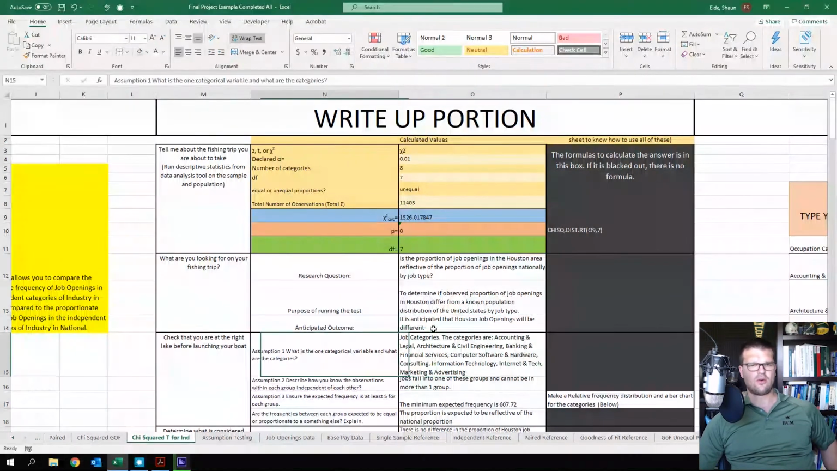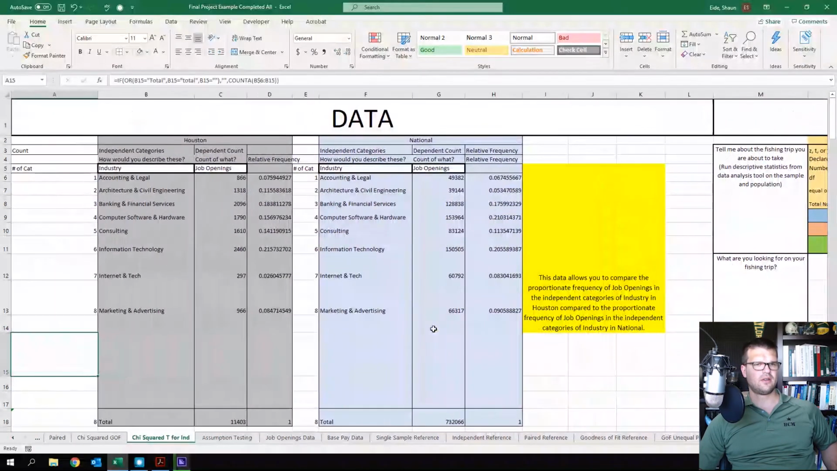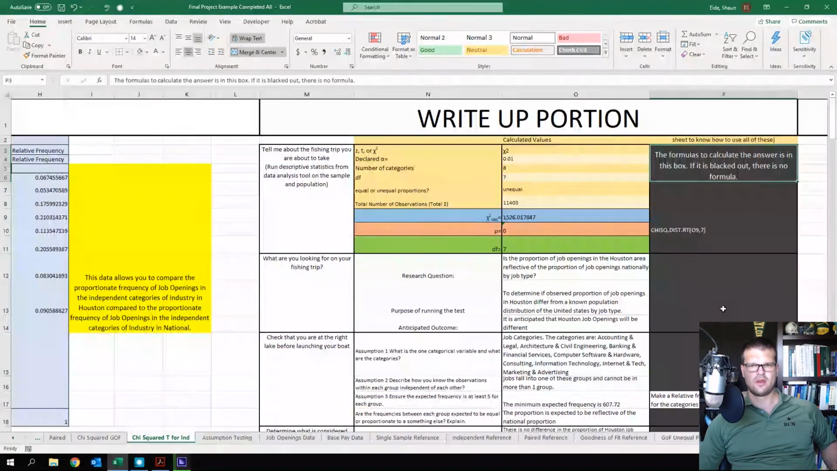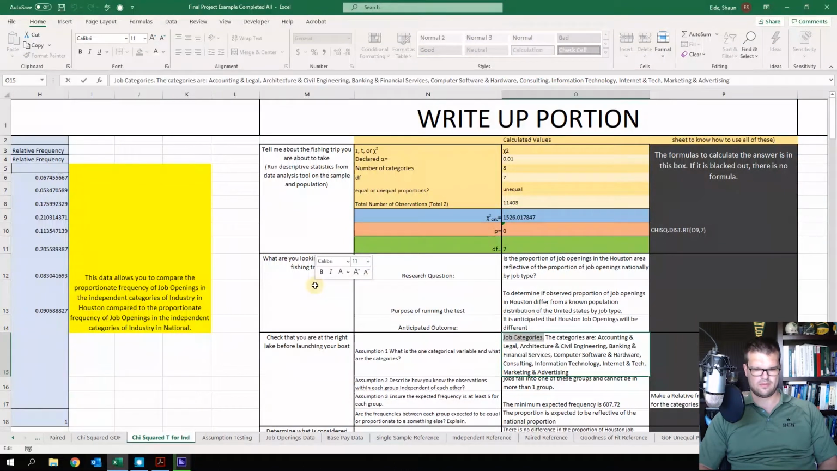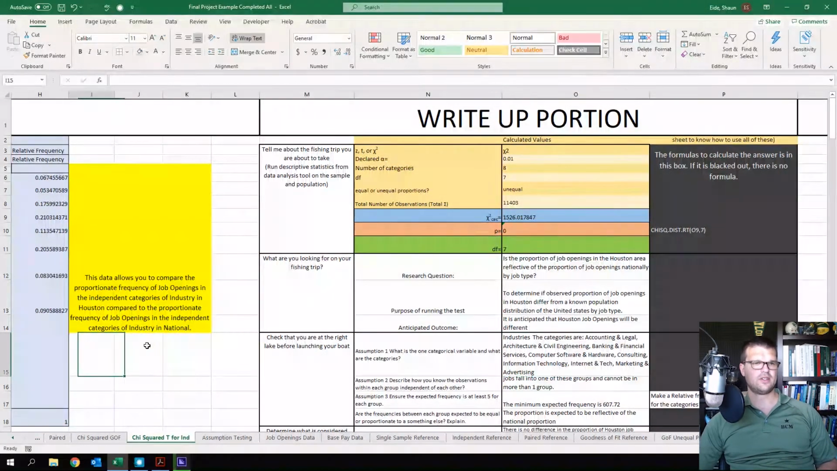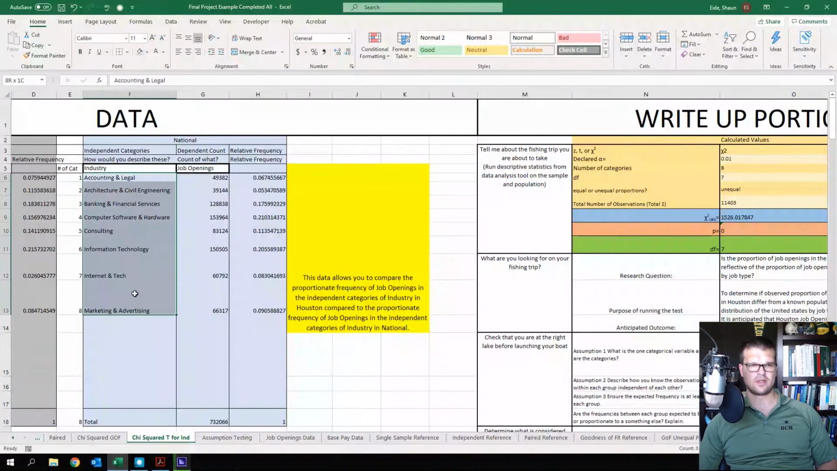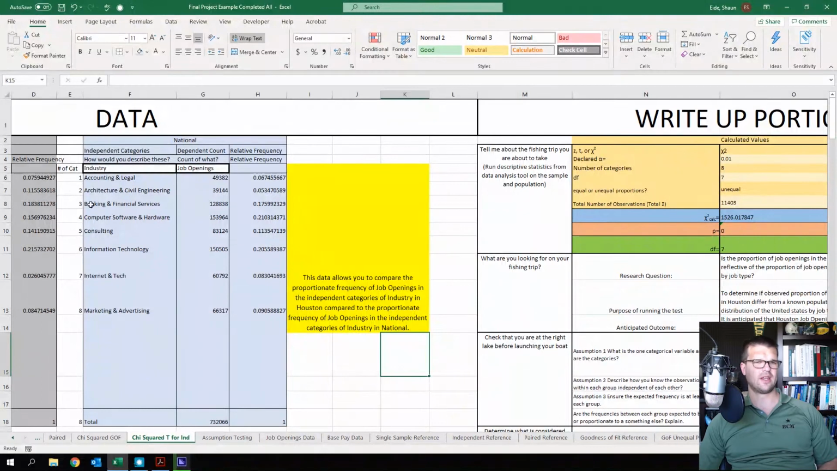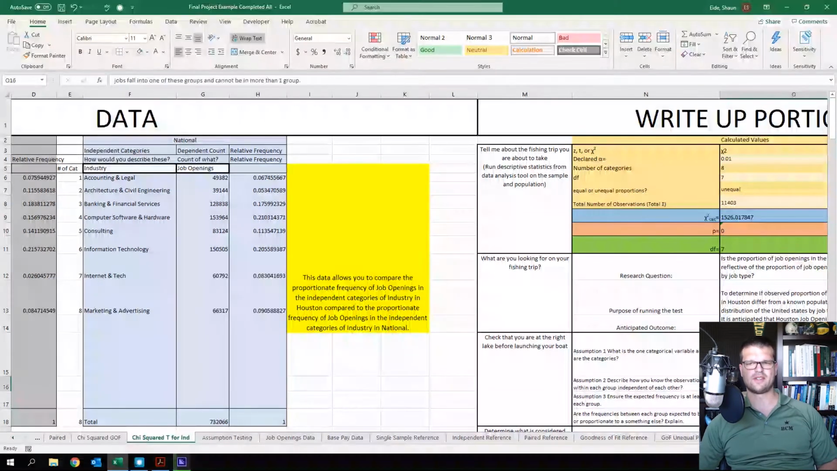Okay, so now we're going to go into assumption 1. What is the one categorical variable and what are the categories? The one categorical variable is types of jobs, or industries. The categories inside of industries are accounting, legal, and so on. I literally just copied and pasted all of these. I went Control-C and pasted them into there, except you can't do it quite like that. You've got to copy each individual set of text and put it in there.